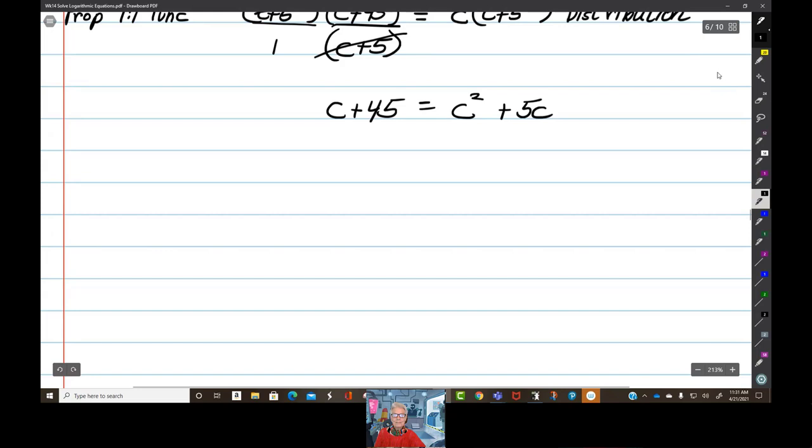Well, I've got a quadratic equation. Doggone it. That's pretty good. So let's just, I like to go where the quadratic term is positive, just makes it a little bit easier, or a whole lot easier, actually. So let's subtract c from both sides, and let's subtract 45 from both sides of the equation.